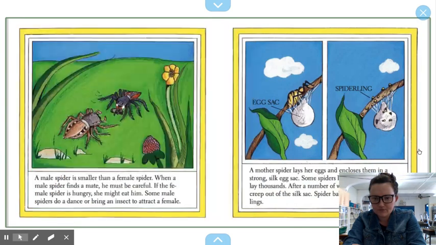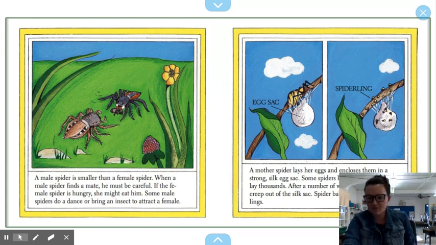Go ahead and move over. A male spider is smaller than a female spider. When a male spider finds a mate, he must be careful. If the female spider is hungry, she might eat him. Some male spiders dance or bring an insect to attract a female. Egg sac and spiderling. A mother spider lays her eggs and encloses them in a strong silk egg sac. Some spiders lay a few eggs, others lay thousands. After a number of weeks, the baby spiders creep out of the silk sac. Spider babies are called spiderlings.